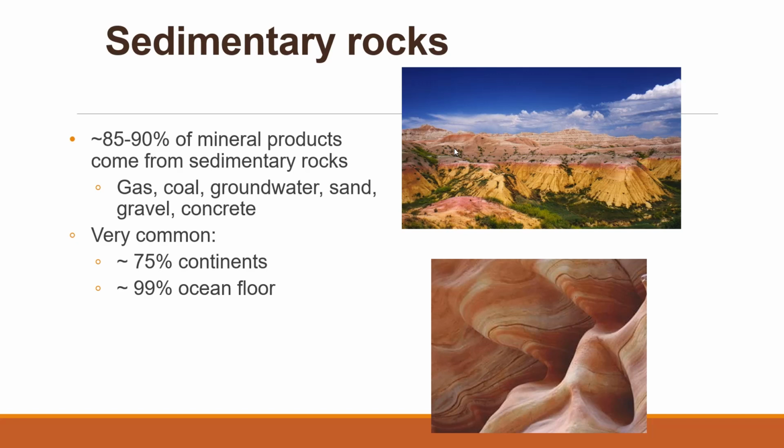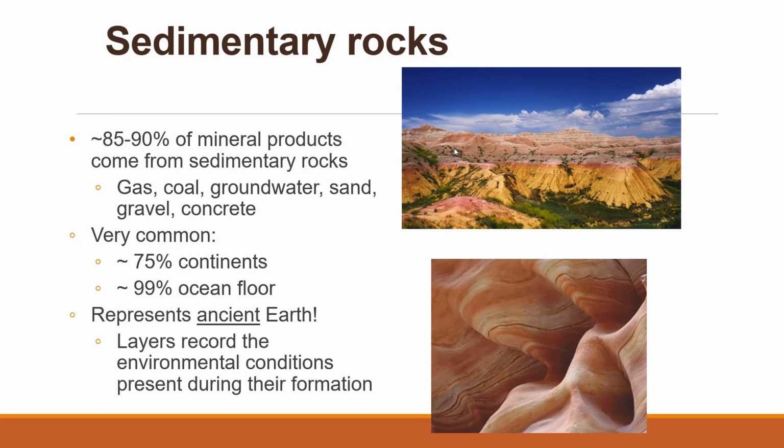Now, when I say 99% of the ocean floor, I'm talking about the stuff on top of that basaltic crust that's being created at the mid-ocean ridges. So there are layers of rock sitting on top of that crust. This represents the ancient Earth. So layers record the environmental conditions present during their formation.